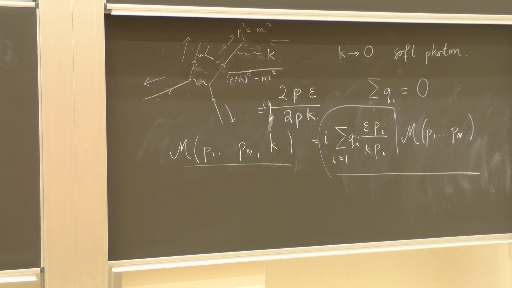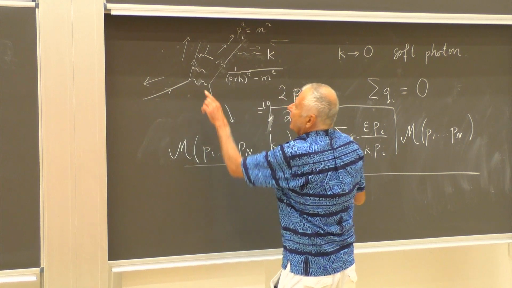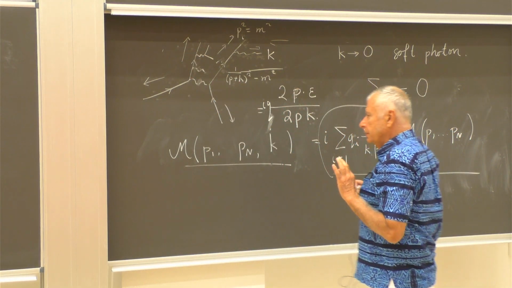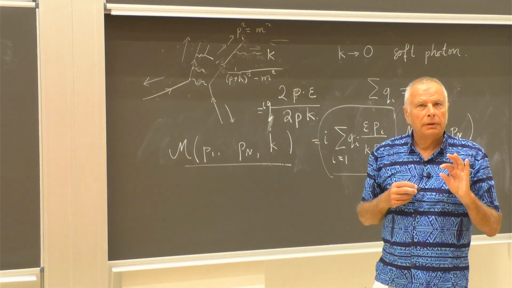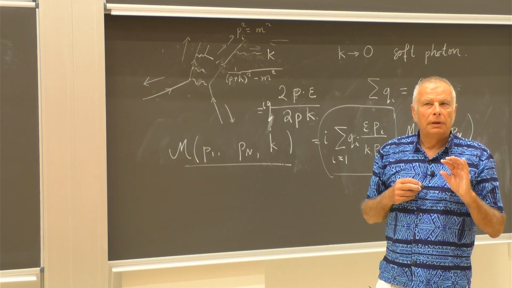We don't know exactly where. Yeah. So then I told you that the singularity is coming from the diagrams in which this photon is attached to external legs, not the inside, because when it's inside, this is finite. And if you want to include more soft photons, then we apply this formula for each soft photon again.